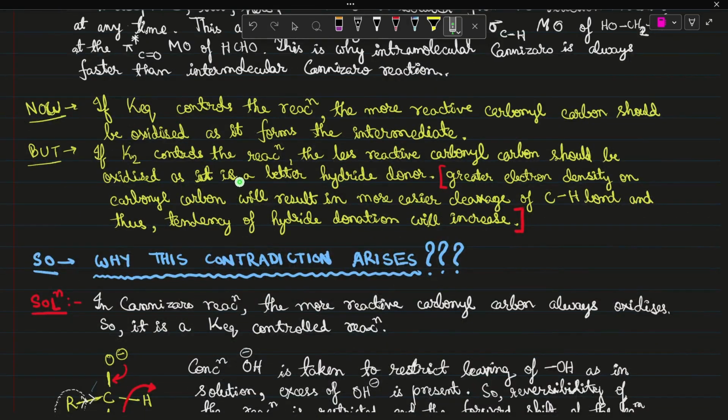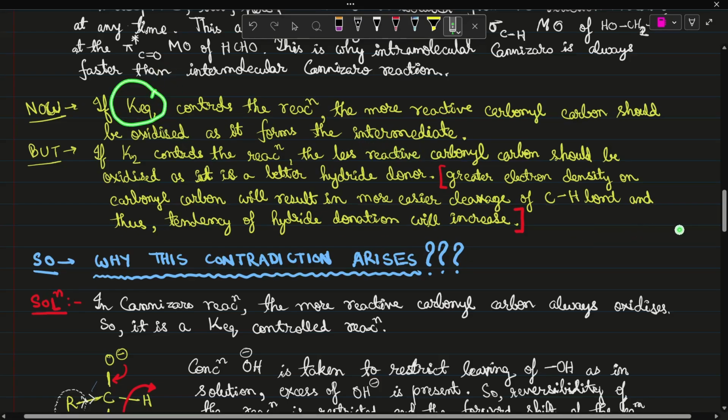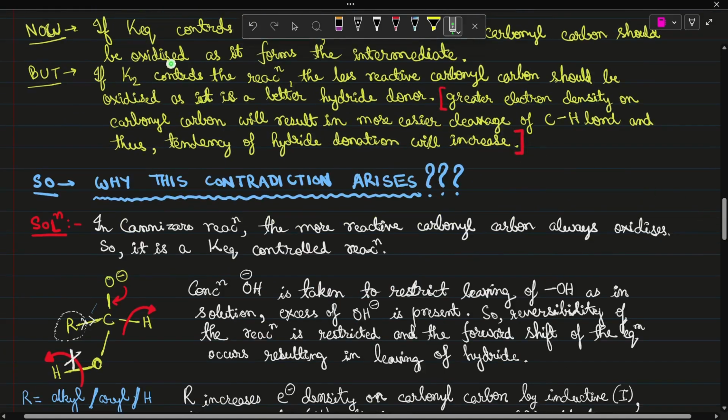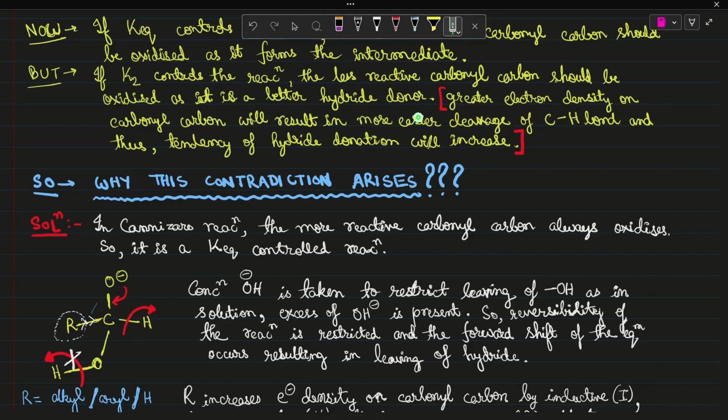Now, there are two statements or conclusions from this. If K equilibrium controls the reaction, the more reactive carbonyl carbon should be oxidized as it forms the intermediate. As we have already seen, K equilibrium is greater for more reactive carbonyl centers. But if K2 controls the reaction, the less reactive carbonyl carbon should be oxidized, as it is a better hydride donor, with greater electron density on the carbonyl carbon.